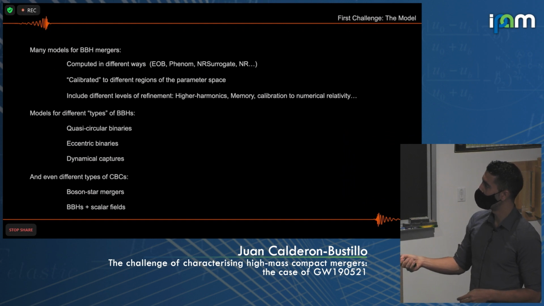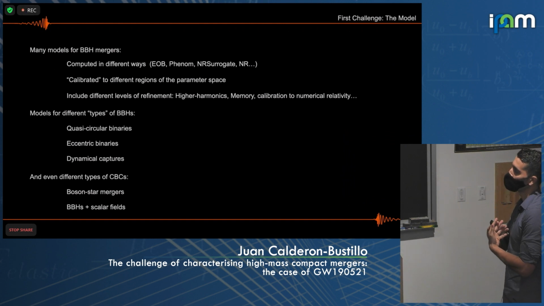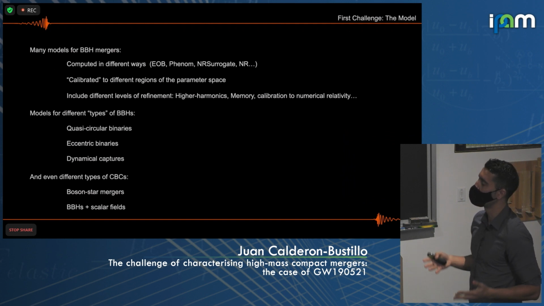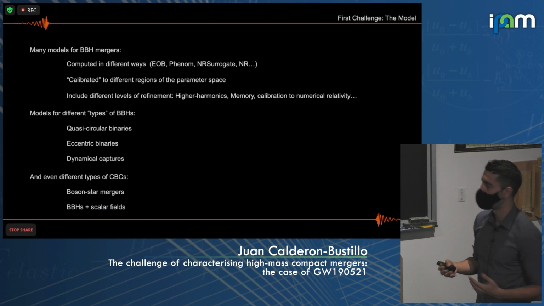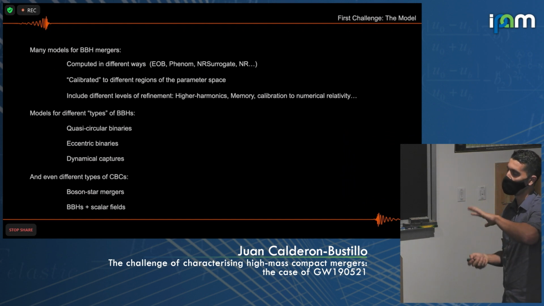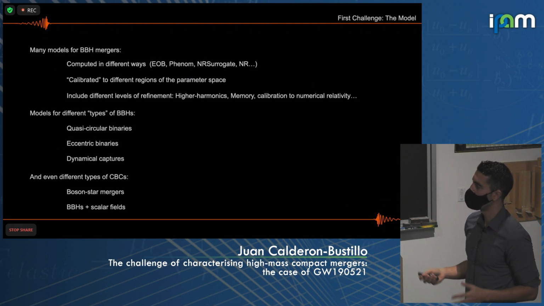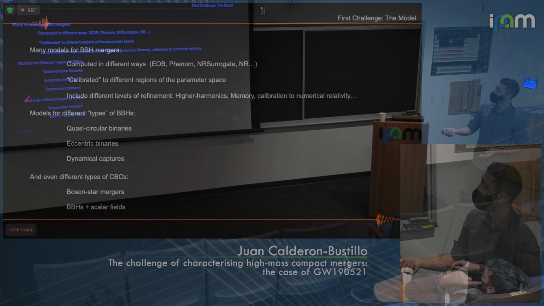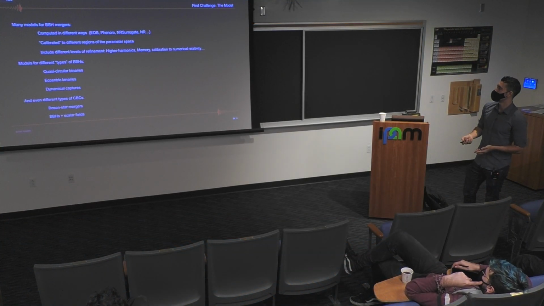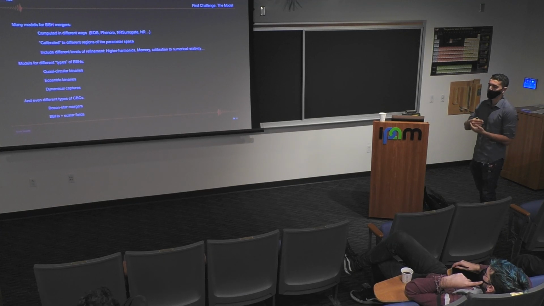These models are calibrated or have been fitted to different regions of the parameter space. So two models that in principle represent precessing systems can be known to work very well at different parts of the parameter space, and then in the rest of the space you just have an interpolation that you tend to believe. And this can include different levels of refinement. For instance, they may or may not have higher harmonics, they may or may not include gravitational wave memory, and they may or may not be calibrated to numerical relativity, for instance, after merger.